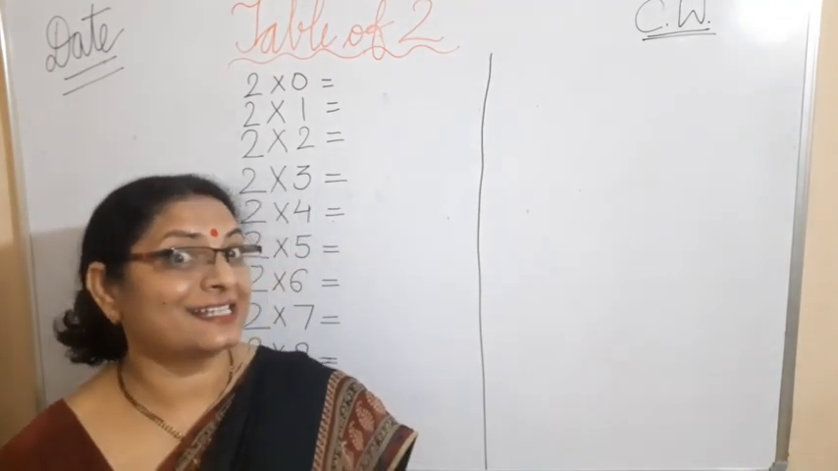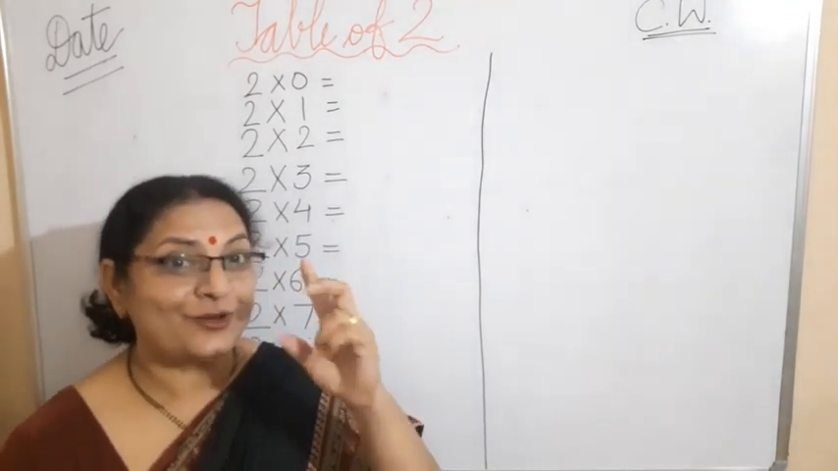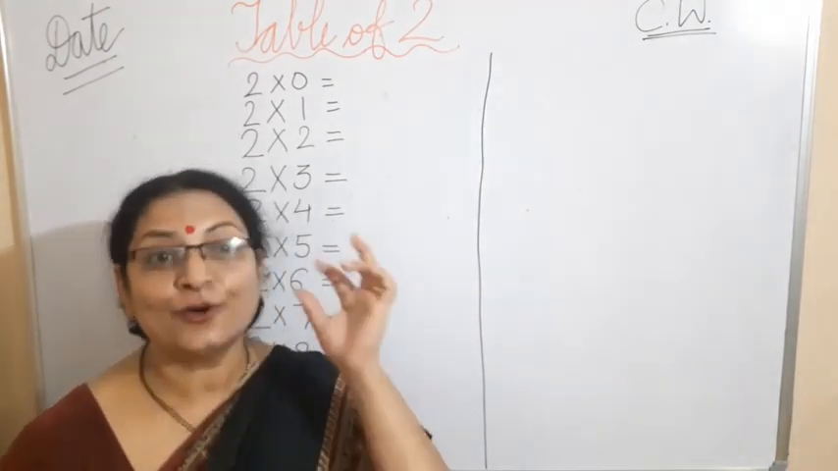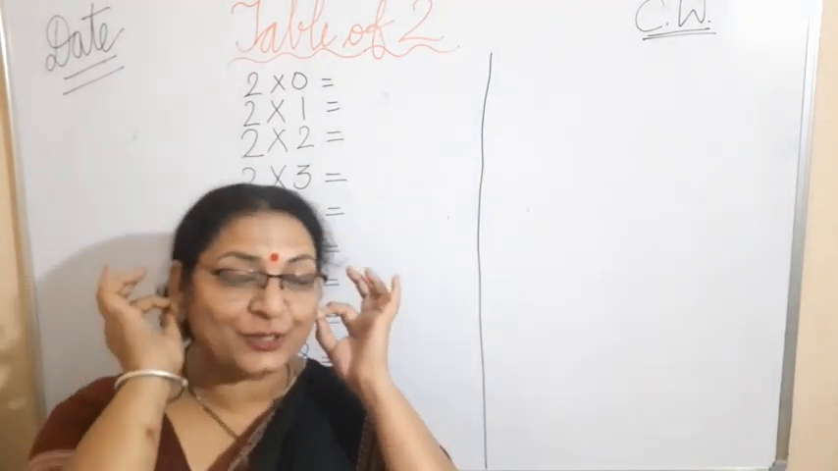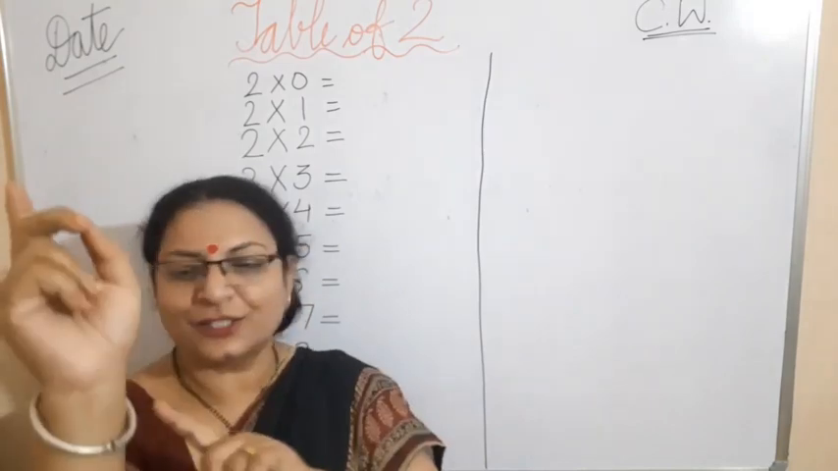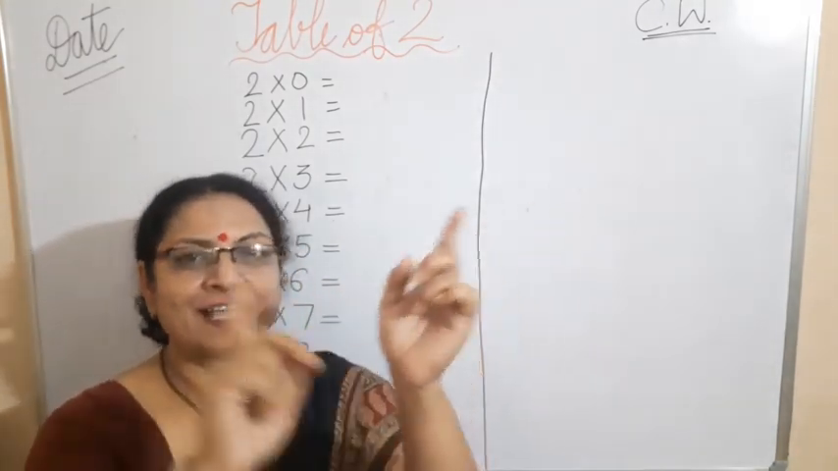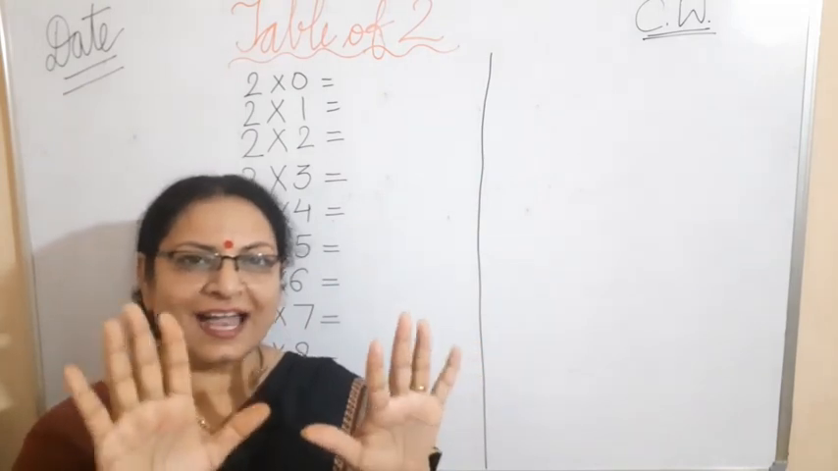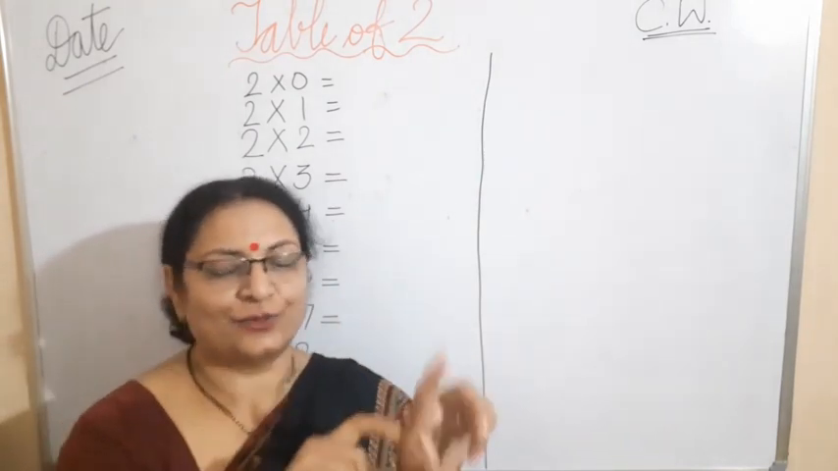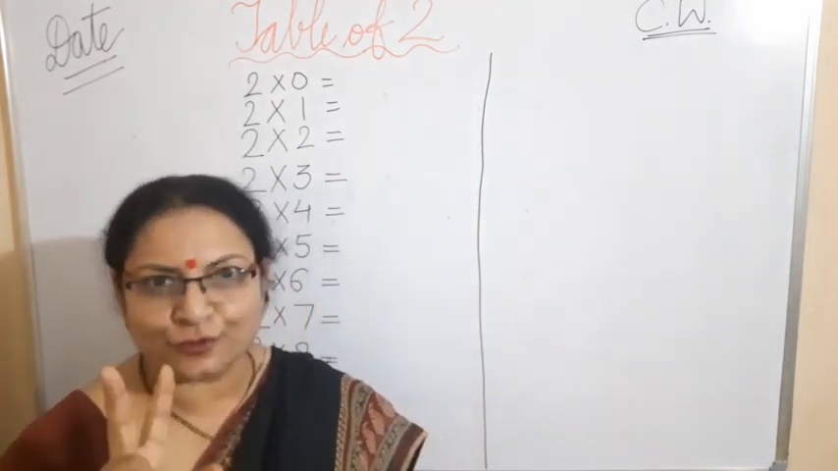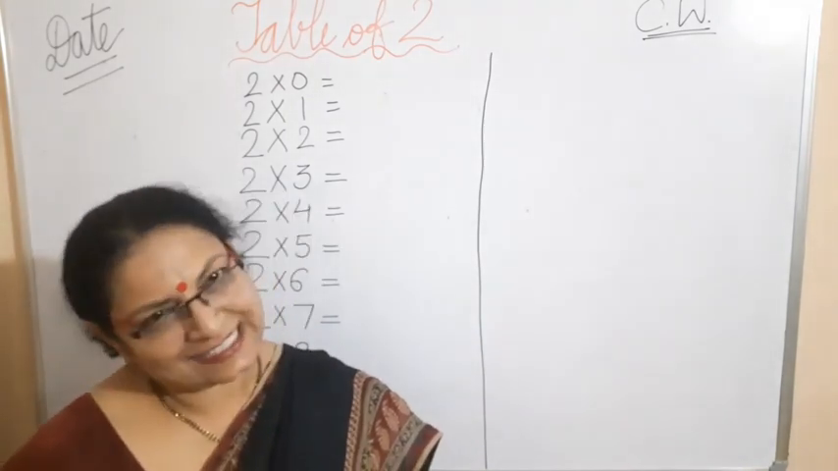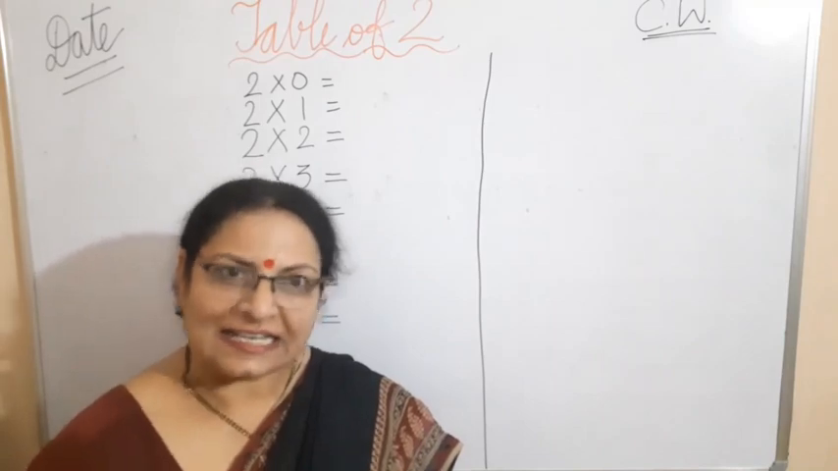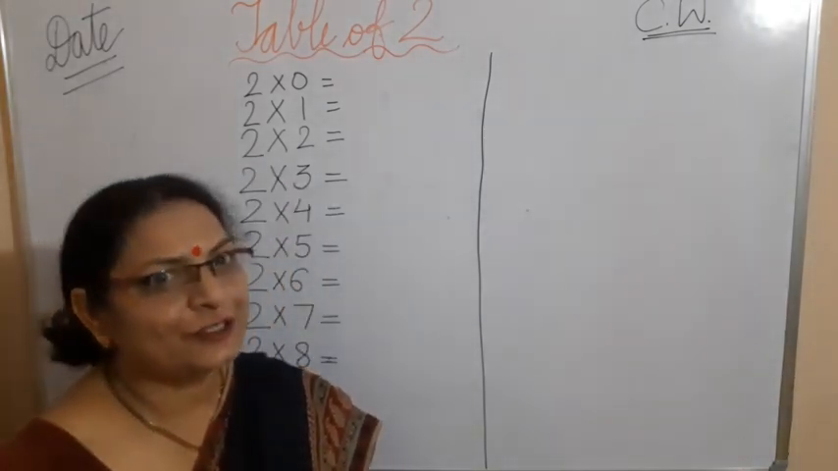And firstly, students, what does number 2 remind you of? It reminds us of 2 eyes. It reminds us of 2 ears, 1 and 2. It reminds us of 2 arms, 1 and 2. And it reminds us of 2 hands, 1 and 2. And it reminds us of 2 legs. Is it clear, students? Did you remember these things? Okay, let's start table of 2.